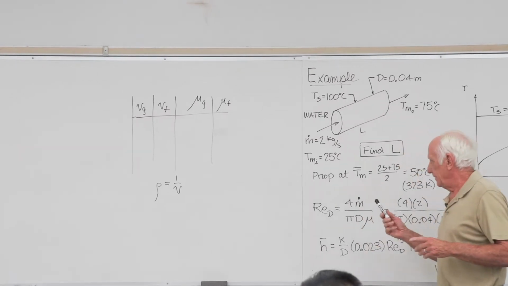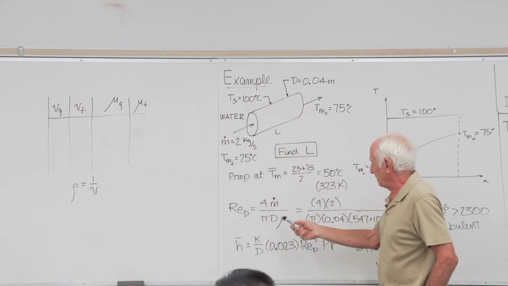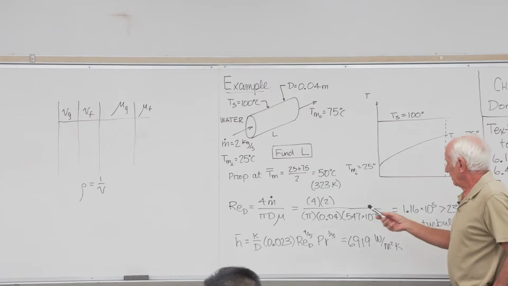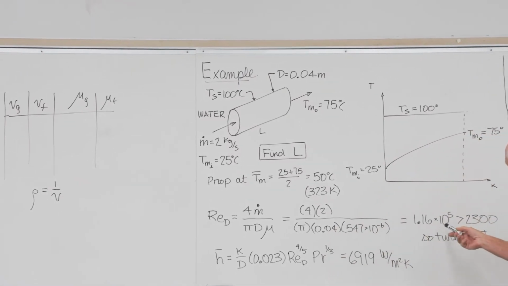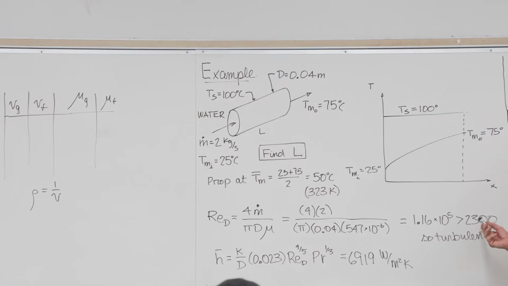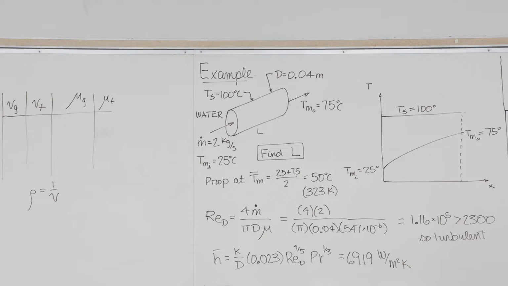Okay, back to here. We get mu F from the tables in the back of the book at the temperature, 323 K. We get the Reynolds number, really big, 116,000, greater than 2,300. It's turbulent flow. Okay, so now we know it's turbulent flow. Chapter 8, of course.